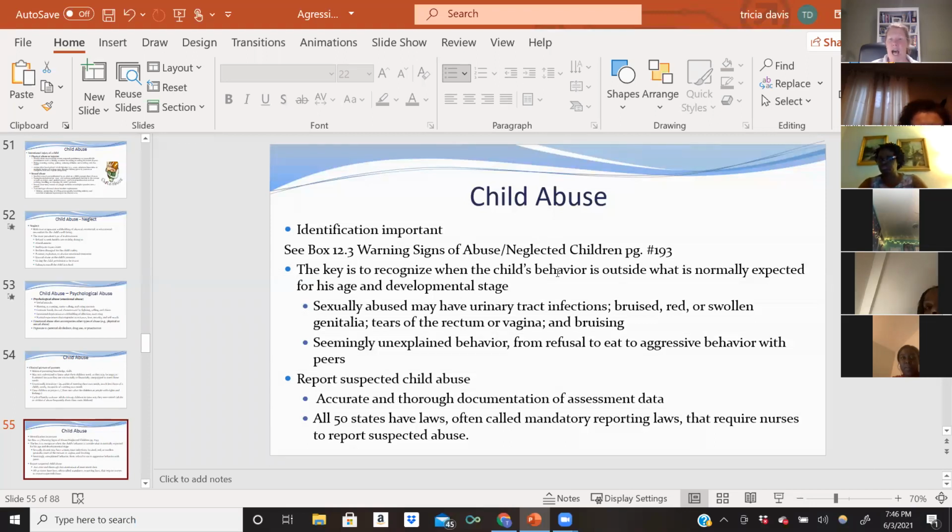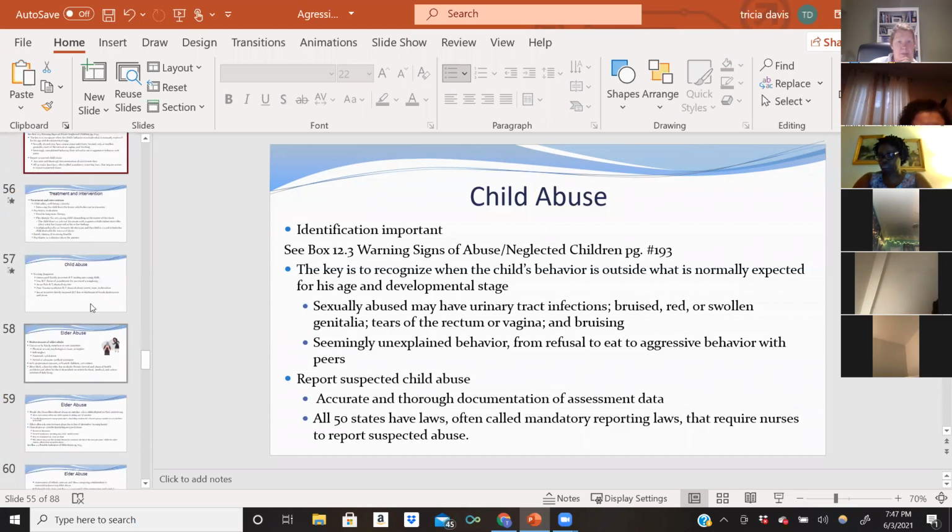We want to pay attention to odd behaviors. So if patients refuse to eat, or if they're having aggressive behaviors at daycare with other children, these are things that would signal something might be going on. Let's look into their home life, what's going on. And then, of course, we are obligated to report suspected child abuse. We want to make sure that we document all of our information accurately and thoroughly. All 50 states have laws that are called mandatory reporting laws, and they require nurses to report suspected abuse. So we do have that obligation.